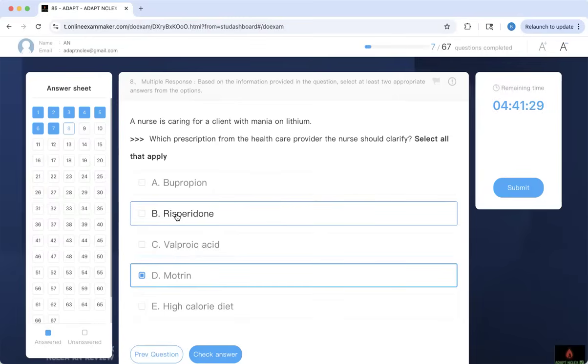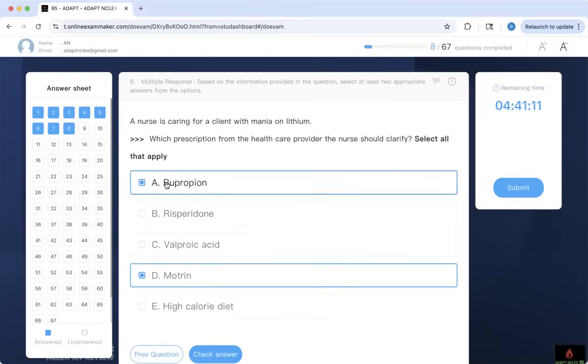Bupropion, it will give you strength. It will make you hyper. A bipolar patient who is in mania is hyper. Why would you give somebody who is already hyper something that will cause them to be hyper? Bupropion is unacceptable. Therefore, which medication should you clarify? Bupropion and Motrin. They need a high-calorie diet for the mania. Valproic acid and risperidone are used in patients with mania to treat bipolar.